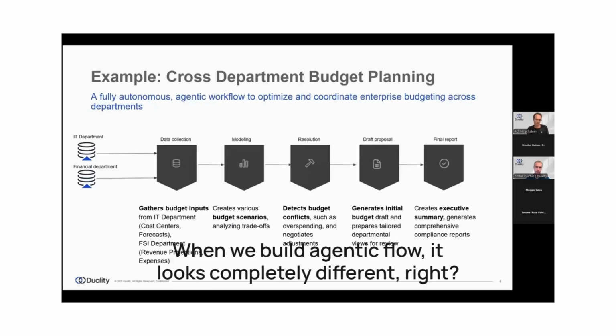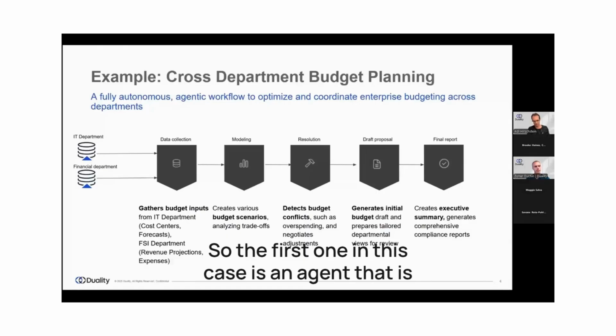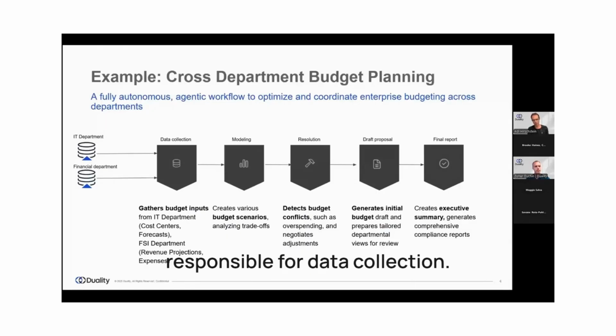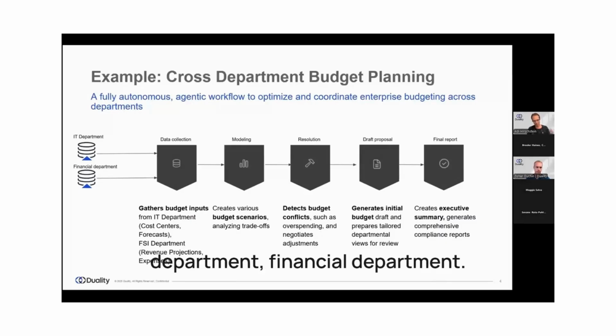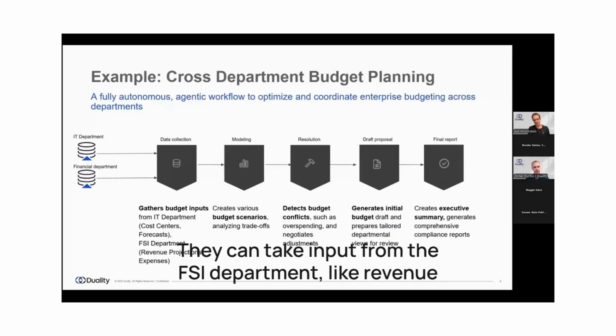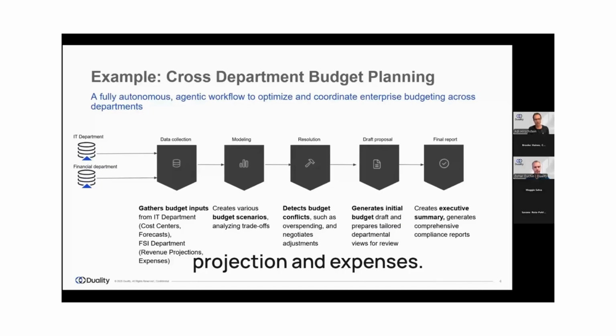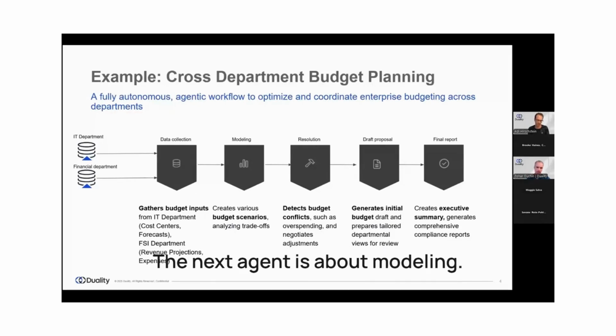When we build an agentic flow, it looks completely different, right? We have different agents that have different responsibilities. So the first one in this case is an agent that is responsible for data collection. So we have an agent that gathers the data from the IT department, financial department. They take input like cost center data, forecast. They can take input from the FSI department, like revenue projection and expenses, and then they transfer that input to the next agent. The next agent is about modeling.